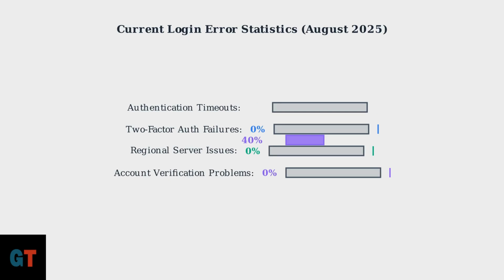Authentication timeouts account for 40% of all reported cases, making them the most common issue players encounter. Two-factor authentication failures represent 25% of login issues, often caused by timing problems or incorrect code entry. Regional server connectivity issues affect 20% of users, particularly during peak gaming hours. Account verification problems make up the remaining 15%, typically involving email confirmation or account security checks that prevent successful login.